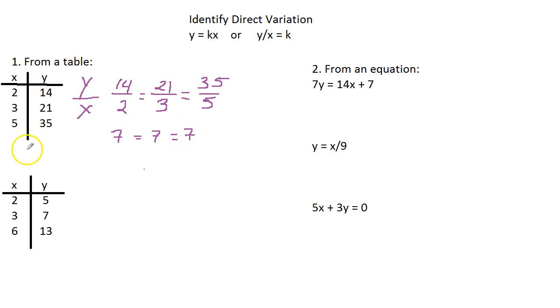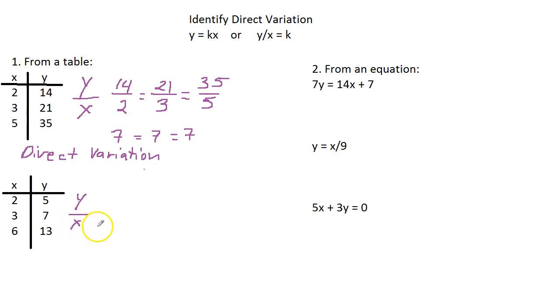So what does that mean? It means we have direct variation. All right, let's test our next ones. So putting y over x.